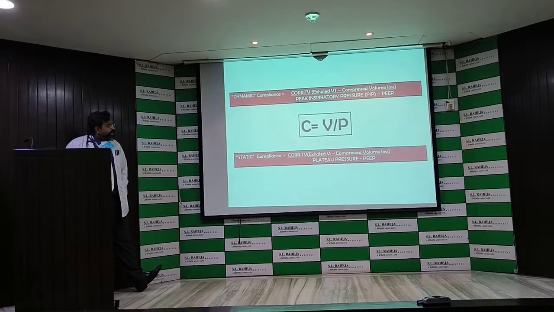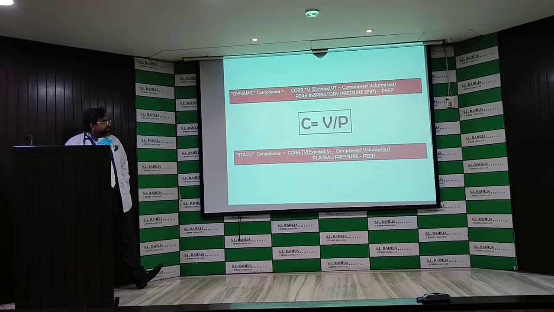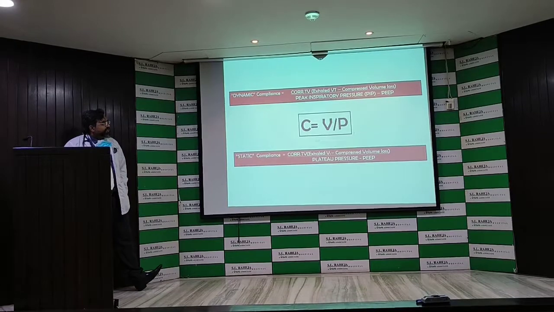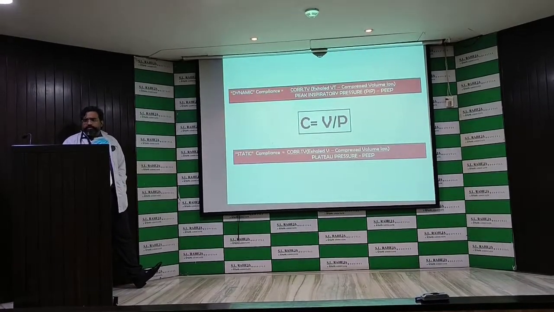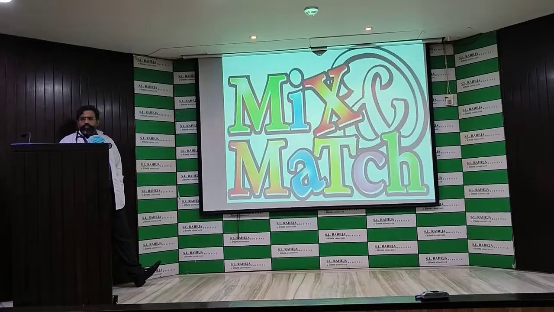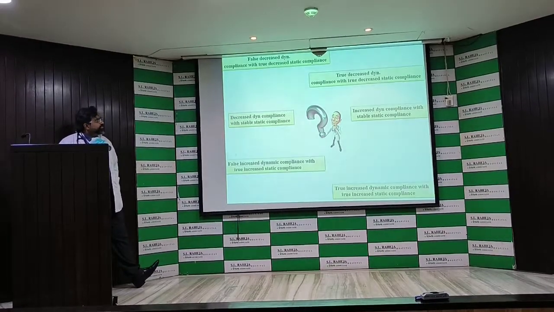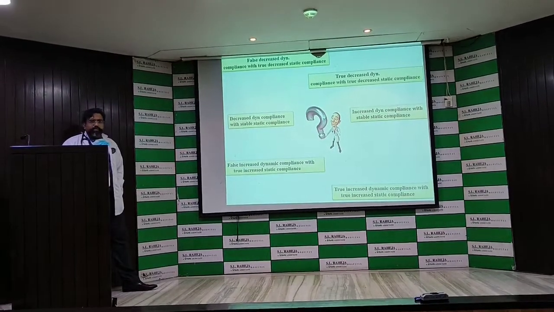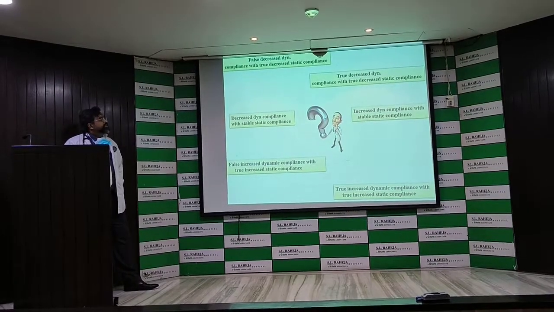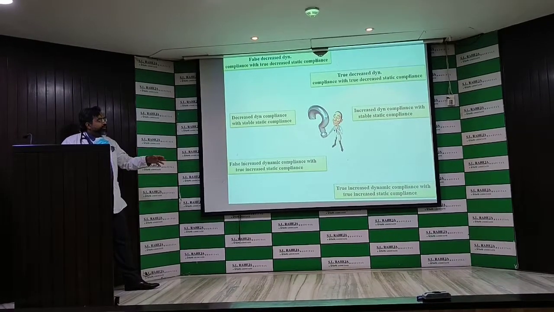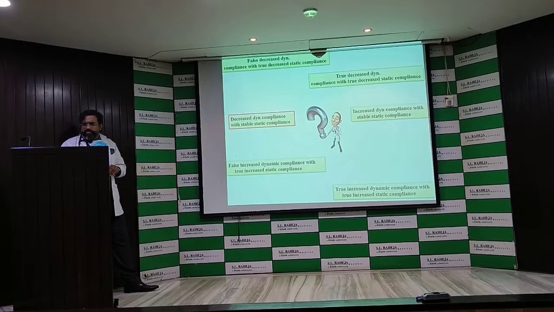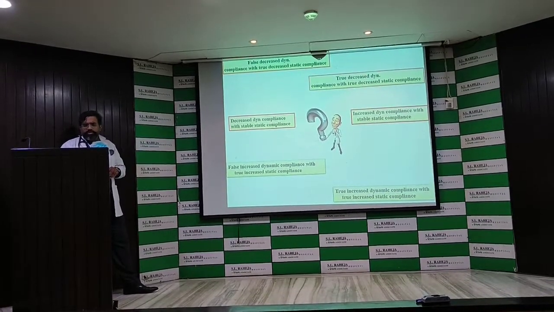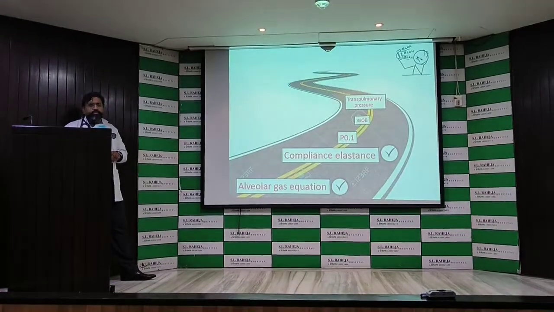That's why when you say static, it is plateau pressure minus PEEP, whereas dynamic is peak inspiratory pressure minus PEEP. And with this, you can have a lot of mix and matches. You can actually figure out what happens when there is decreased compliance, with decreased static compliance. There are a lot of combinations you can get in this, which will give us ideas as to what each of these means.